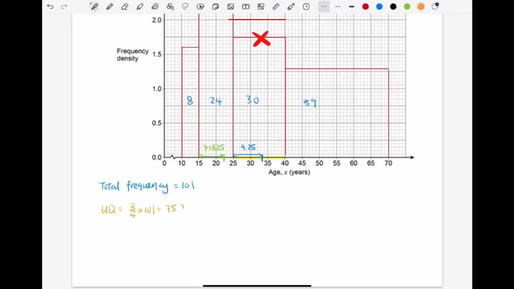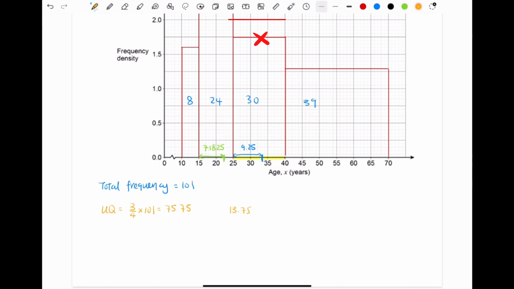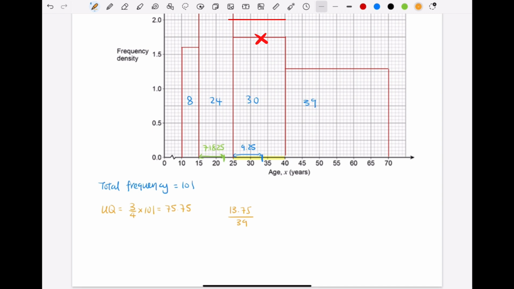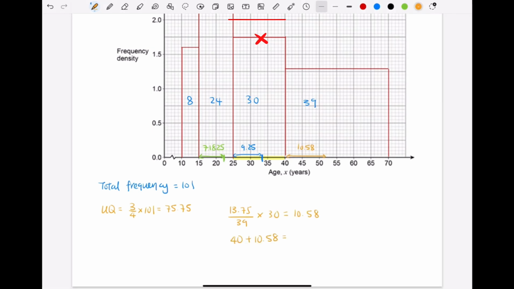Okay, similarly, if we want to work out the upper quartile, which is 3/4 of the total frequency, that is 75.75. Now, as we can see, this is going to be in the final class. It's 13.75 of data in that 39 data. So we work out how far we are going into this class, which is 10.58, and add the lower bound, and we'll be able to estimate the upper quartile, which is 50.58.